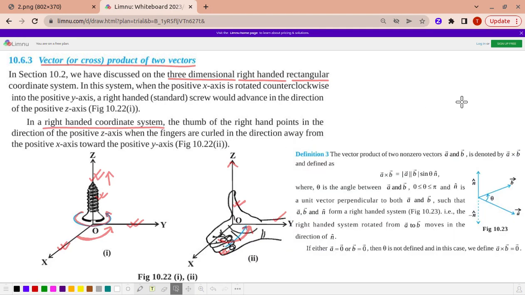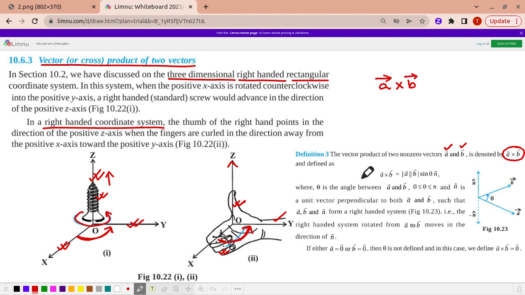Okay. So the vector product of two non-zero vectors A and B is denoted by A cross B. As you see here, it is denoted by A cross B. So I am writing it here, A cross B. That is why it is known as a cross product.